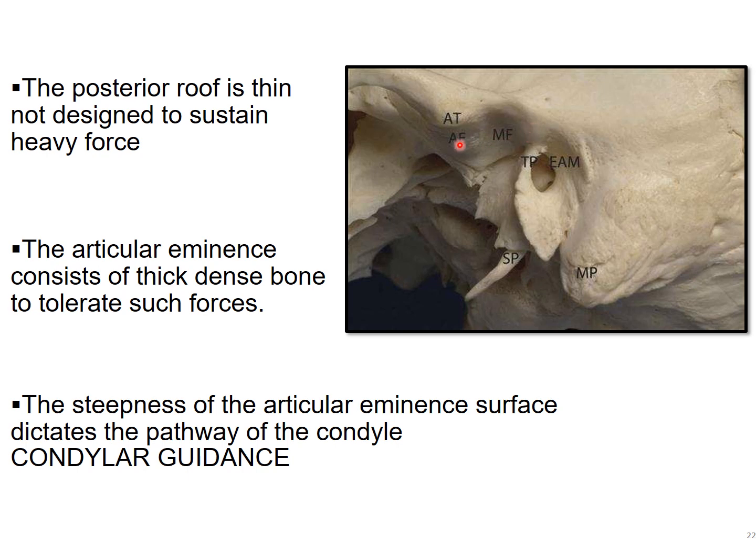Okay, the steepness of the articular eminence dictates the path of the condylar guidance. So you can see here we have a concavity, and this is the articular eminence, and this steepness or the curvature of the glenoid fossa, that is from the center of the glenoid fossa to the articular eminence, will dictate the condylar path or the condylar guidance in the articulation.